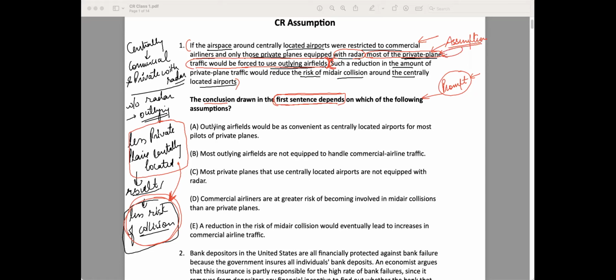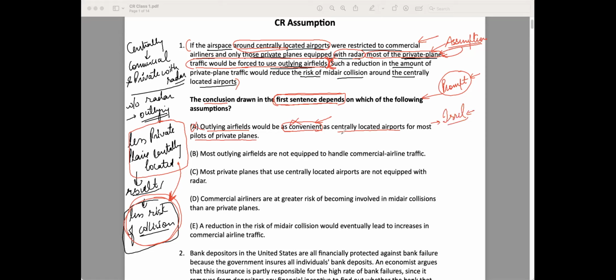Let's see. Outlying airfields would be as convenient as centrally located airports for most pilots of private planes. Are we talking about convenience? Whether which airports are convenient or which are not? It's not about convenience. We are talking about if the rules do not permit. If the rules are made in such a way that some of the private planes without radar are not allowed out there, it's not about convenience. This is, I would say, an irrelevant option.